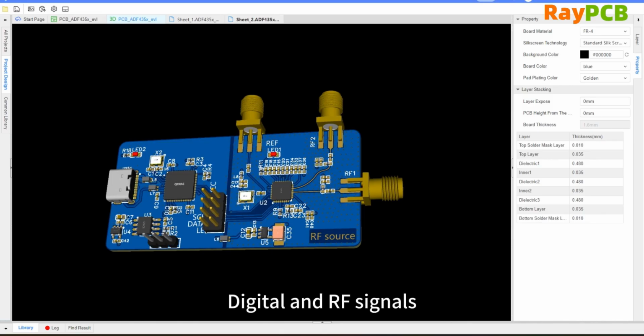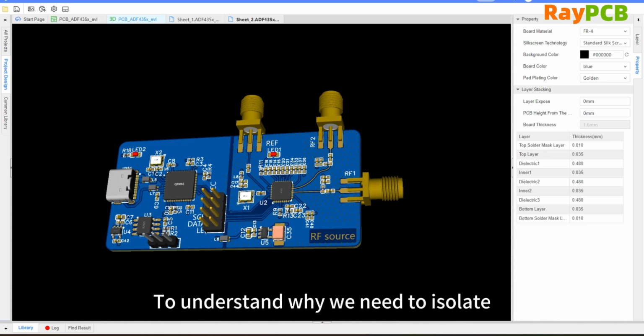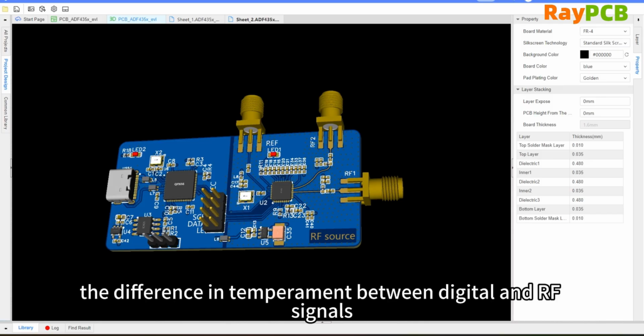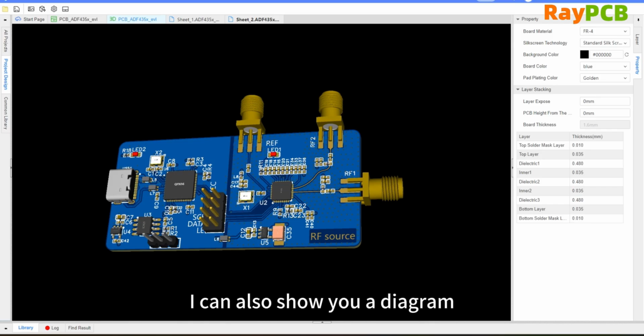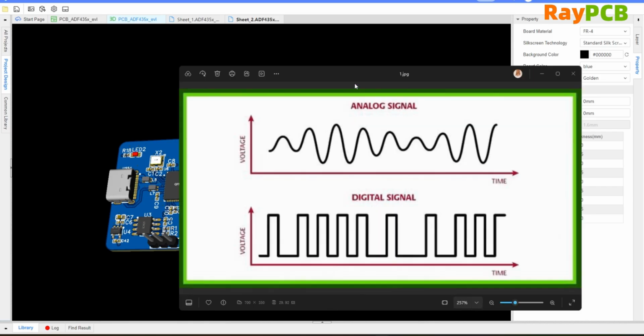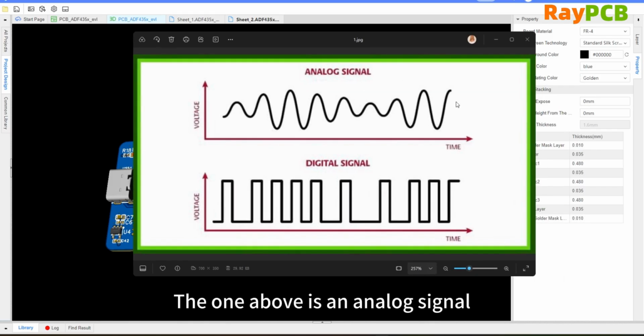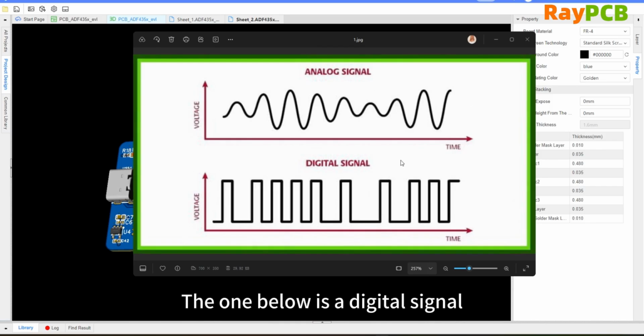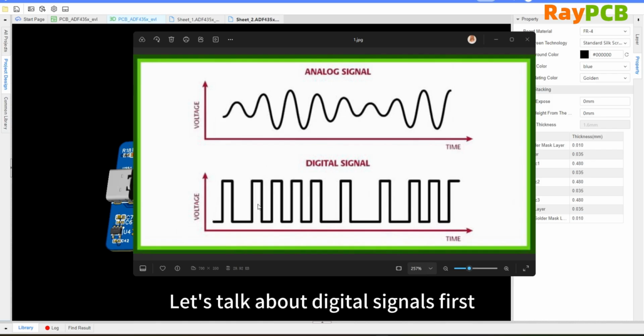So how do digital and RF signals differ in their characteristics? To understand why isolation is necessary, we first need to recognize the differences in temperament between digital signals and RF signals. Let's take a look at a diagram. The analog signal shown above represents the video signal, while the one below is the digital signal. There are very obvious differences between them. Let's talk about the digital signal first.